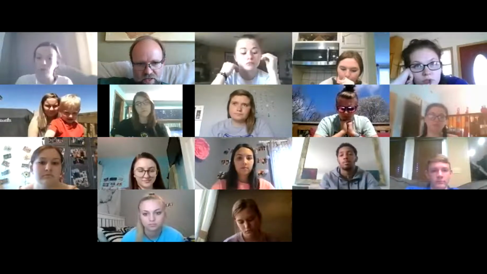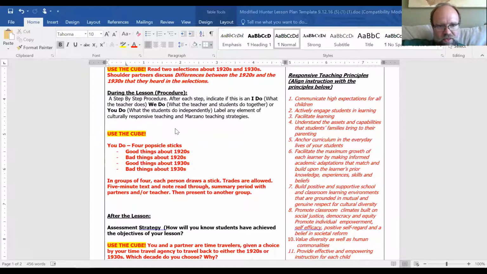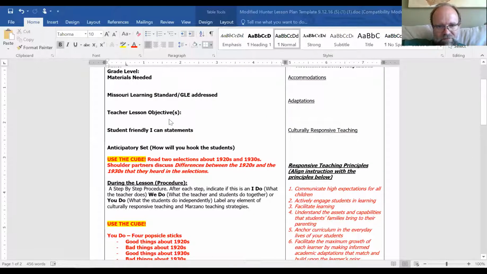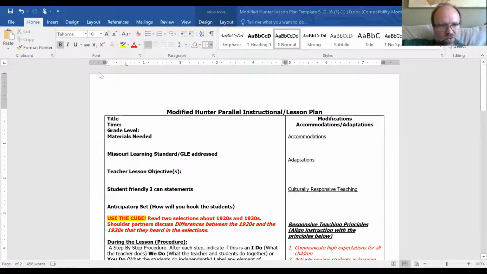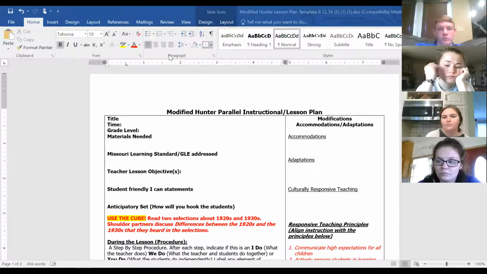And I just thought about this about 10 or 15 minutes before class. So bear with me as I move back and forth. This is the modified Hunter instructional plan. And just for kicks, give me a general thumbs up if you've seen this. This is stuff that I think you've probably seen in the framework of what you've done. Okay.